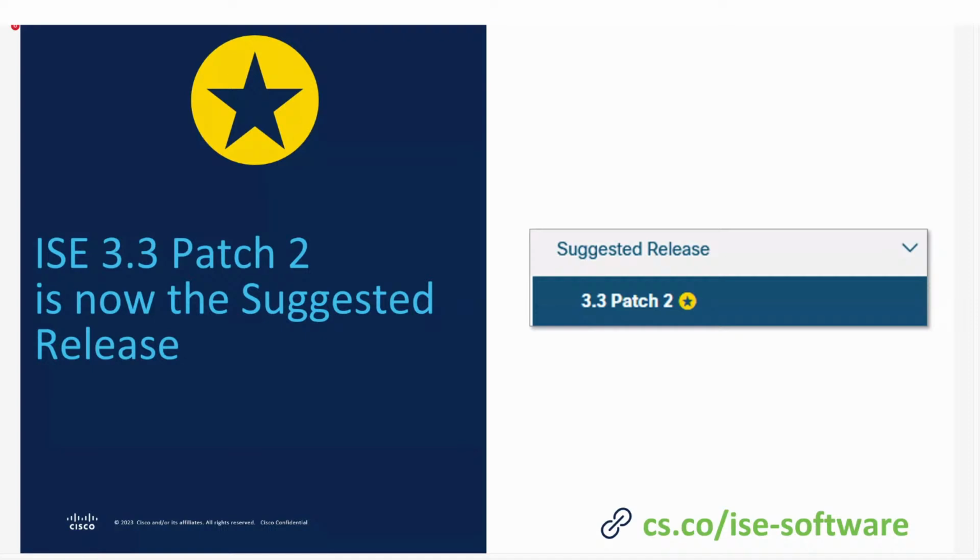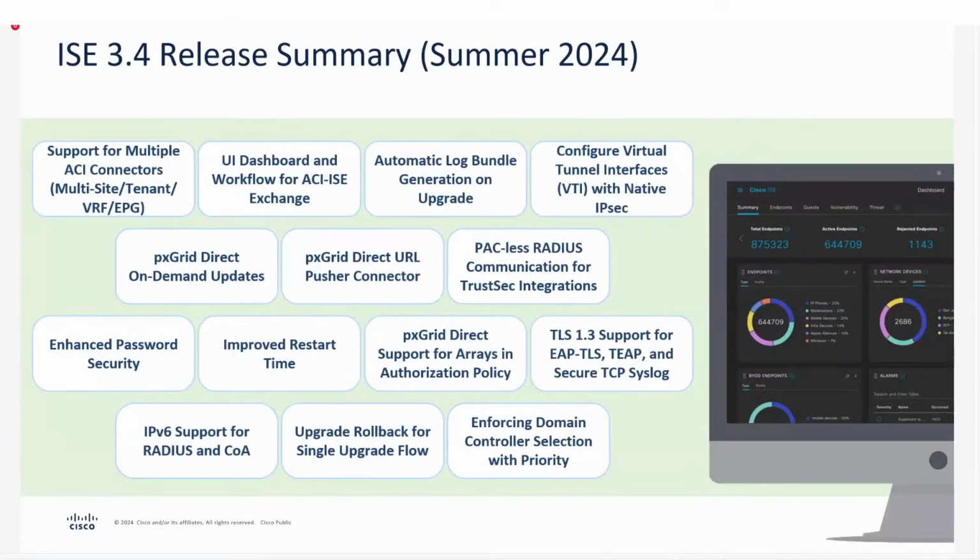So big news for everyone who hasn't been to Cisco Live this year is that 3.3 patch 2 is now the suggested release. That's a big deal because everyone's been waiting for that, and it's actually out a lot sooner than 3.4 is going to be released. So that's good news for everybody out there. For some of the features that are coming out for 3.3, we've got this whole summary dashboard here.